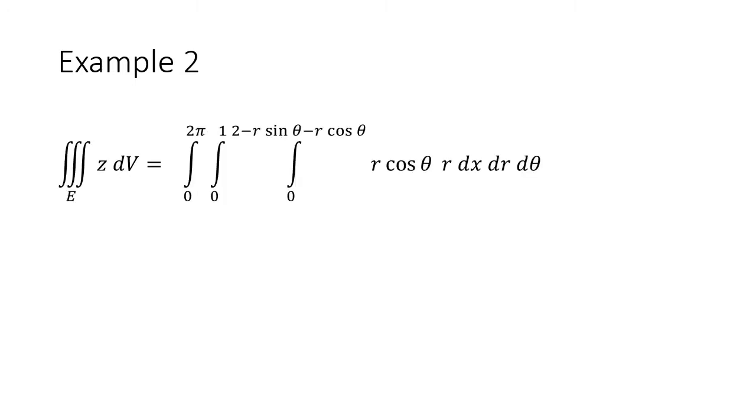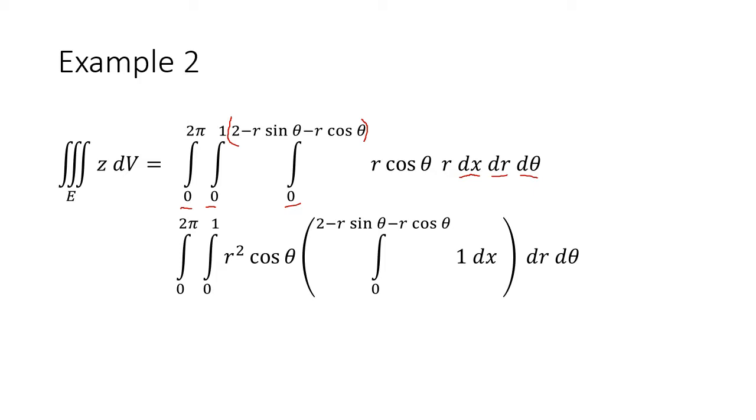So now my triple integral over my solid E for z dv, I plug in my bounds. We're doing theta last, so d theta last, theta is between 0 and 2 pi. Second to last is dr, with respect to r, which is between 0 and 1. And then my first iterated integral is going to be with respect to x. There's my dx, and my bounds for x were between 0 and that whole expression, 2 minus r sine theta minus r cosine theta.